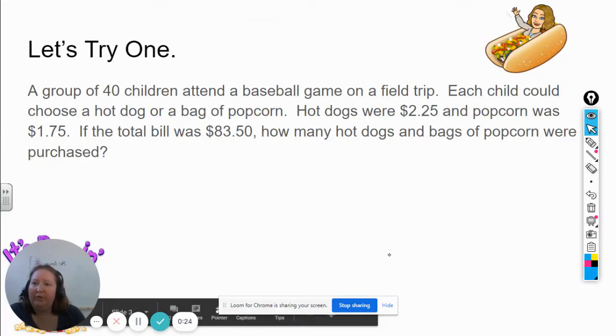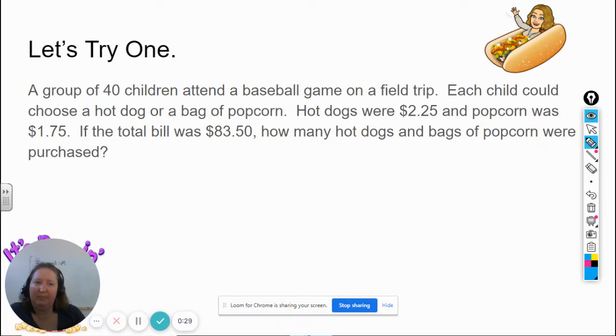Okay, so a group of 40 children attend a baseball game on a field trip. So all of these numbers are going to be significant to us, the 40 children. Each child could choose either a hot dog or a bag of popcorn. They can't have both, and they can't have neither. They have to have one or the other. The hot dogs cost this amount, and then the popcorn cost this amount. And then there was a total bill of $83.50.